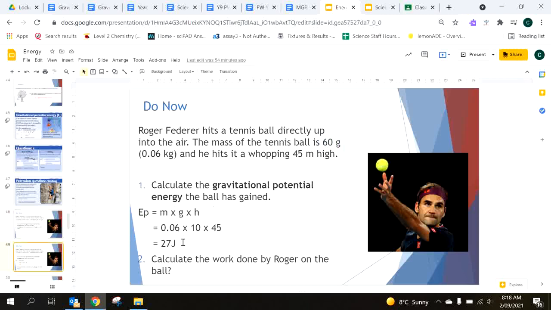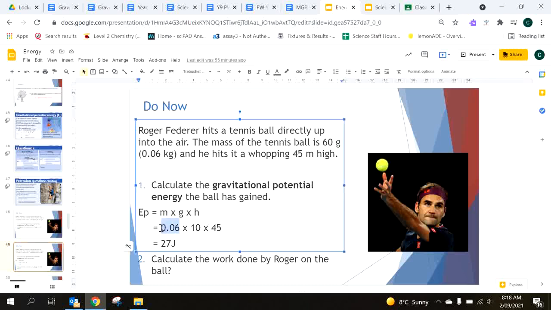So here is the answer here. Gravitational potential energy is equal to mass times gravity times height. The mass, because it was 60 grams, we need to convert that into kgs, which is that, times 10 for gravity, times the height, 45. So the ball has 27 joules of energy when it's right at the top of where it's been hit. So all the way up at 45 meters.